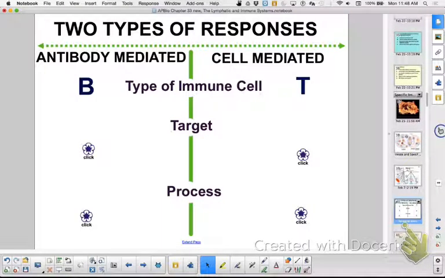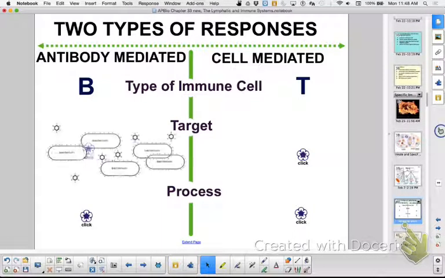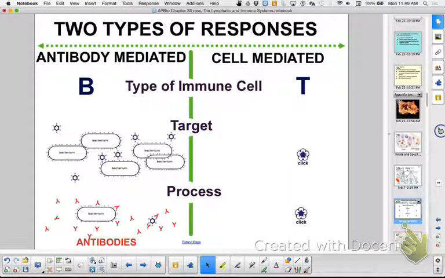Who is their target? Remember, these are what I would call Navy SEALs, Special Forces. B cells, their targets are your free-floating bacteria, toxins, viruses that are not hiding. They are in your tissue fluid, they are in your blood, they are cruising about. That is the B cell target. How do they target them? They target them by releasing antibodies that will mark their antigens for destruction, the antigen and whatever it's associated with.